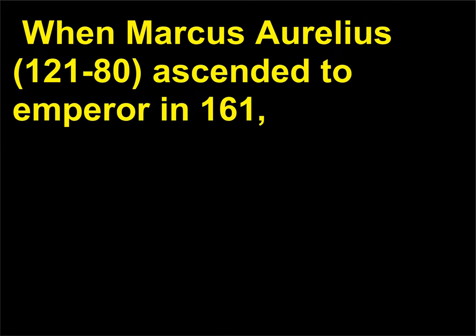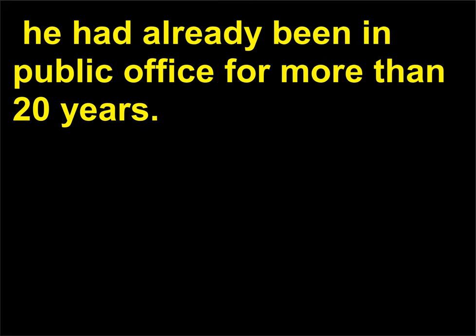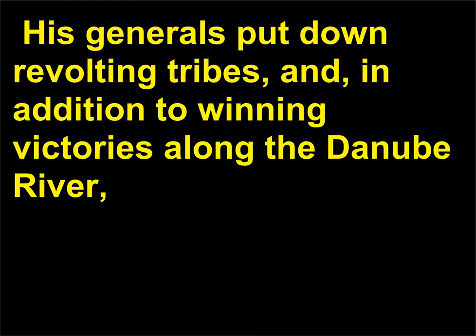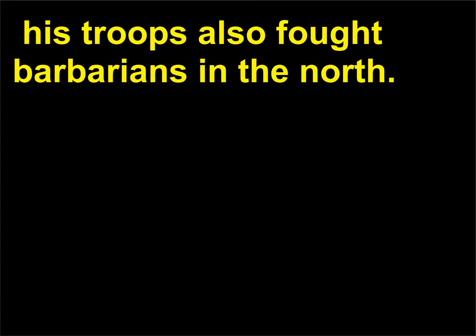When Marcus Aurelius, 121-180, ascended to emperor in 161, he had already been in public office for more than 20 years. A man of great experience, he was reportedly both learned and of gentle character. His generals put down revolting tribes, and, in addition to winning victories along the Danube River, his troops also fought barbarians in the north.